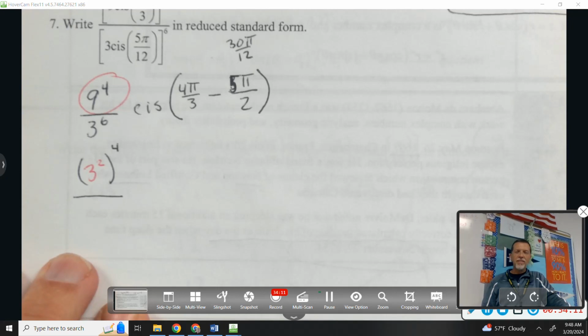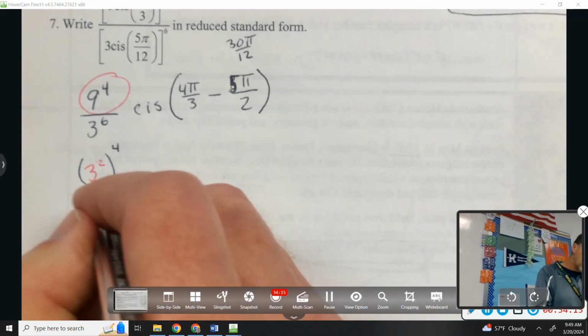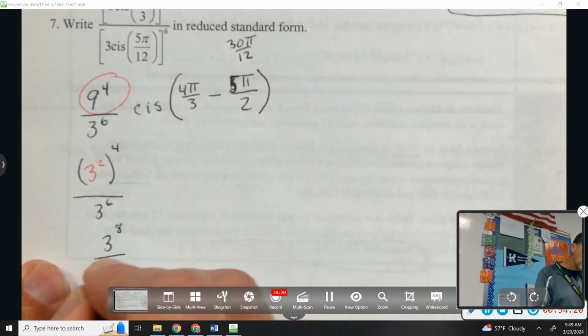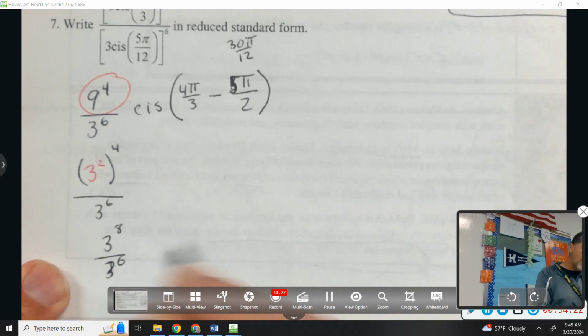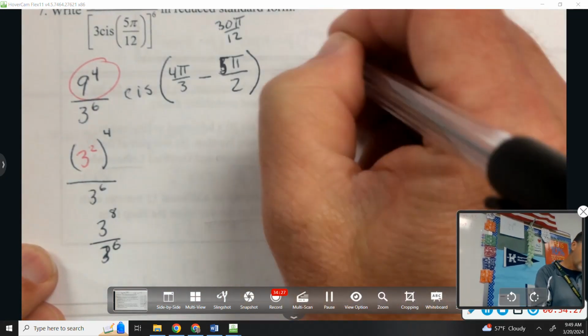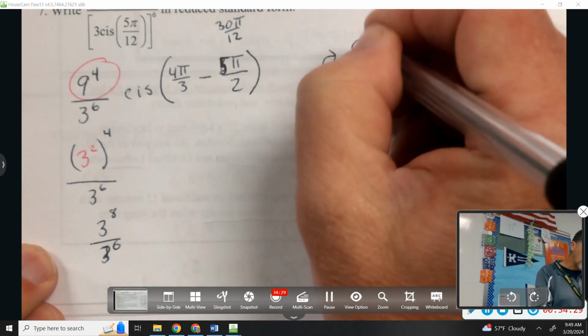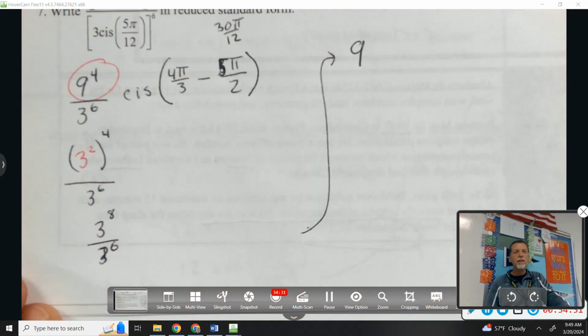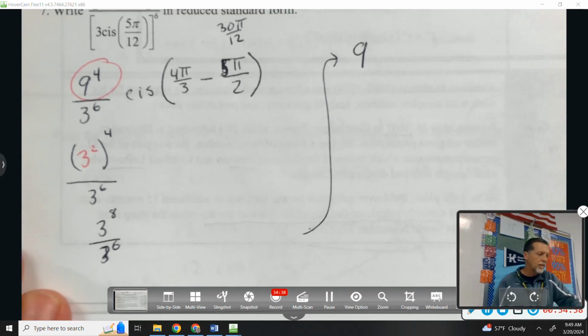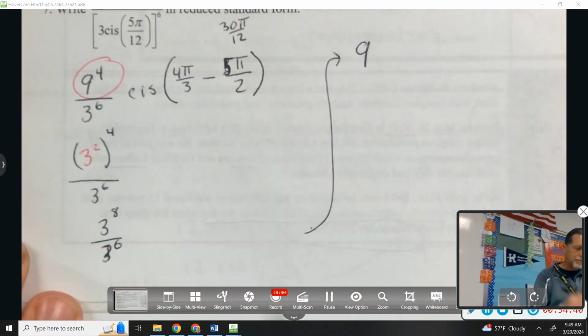Okay, but back to this 9 and 3 to big powers. I'm going to rewrite 9 as 3 squared. So that's 3 to the 8th over 3 to the 6th. That's much easier to deal with. So that would be 3 squared, that's 9. Again, you could have gotten there a bunch of different ways, like whatever 81 times 81 is. But this is an easier way.